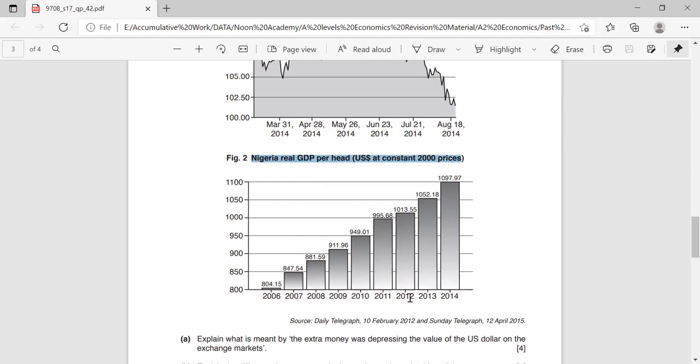Now, just by looking at the graph, we can tell what happened in 2006. Nigeria's real GDP was 108.15 dollars per person. Then in the next year, 847, it constantly increased. Can you see an upward sloping trend? It's very simple to predict. It's clearly an upward sloping trend. Okay, is this clear?